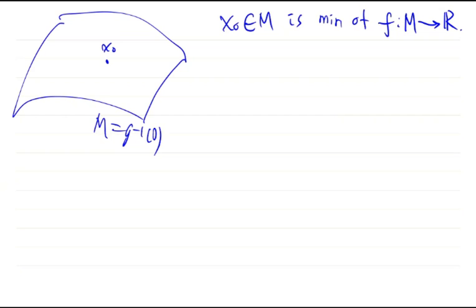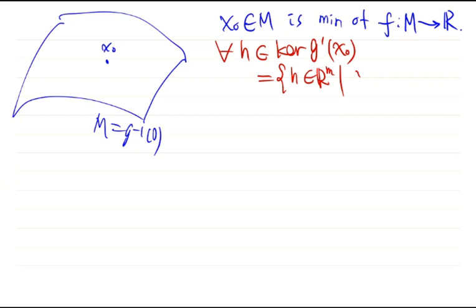Therefore, we take any h belonging to the kernel of the derivative of g at x0. That is the subspace of h in R^m such that g prime x0 h is 0. Okay, for any h in this linear subspace.